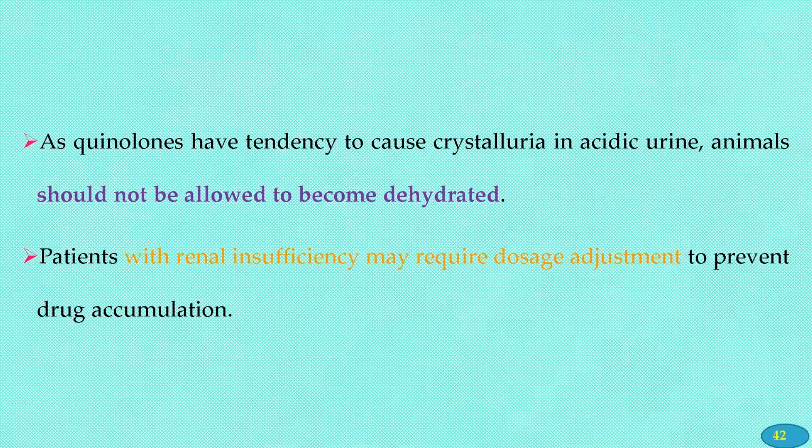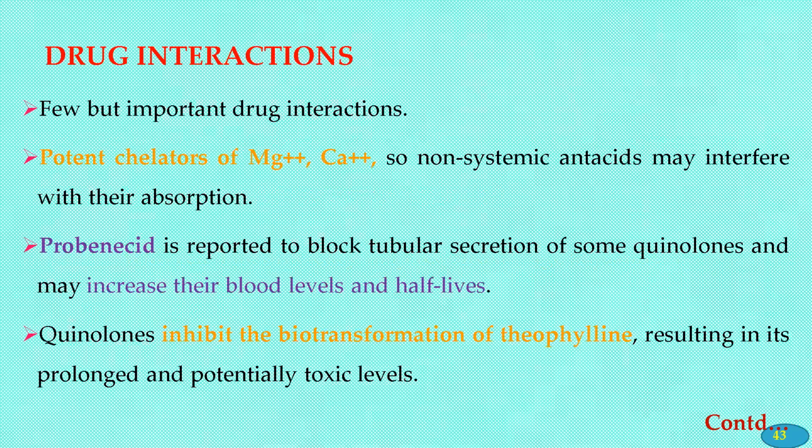Then the drug interactions. Few are there, but these are potent chelators of magnesium and calcium. So non-systemic antacids may interfere with their absorption. If you are taking antacids and you take these tablets along with them, then there is a chance of chelation. And probenecid is reported to block tubular secretion of some of the quinolones, very similar to that of the beta-lactam antibiotics, and it may increase their blood levels and half-lives.